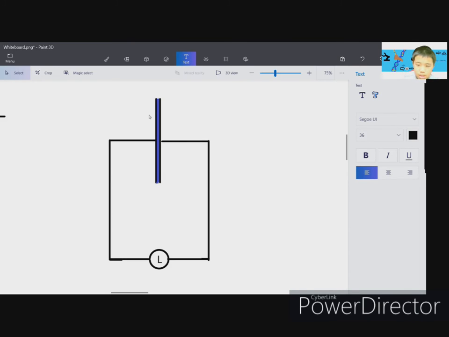This process repeats until both sides are electrically neutral, which means that this side has equal amounts of positive and negative particles, while this one also has both positive and negative particles. At that point, this lamp turns off and the capacitor has fully discharged.